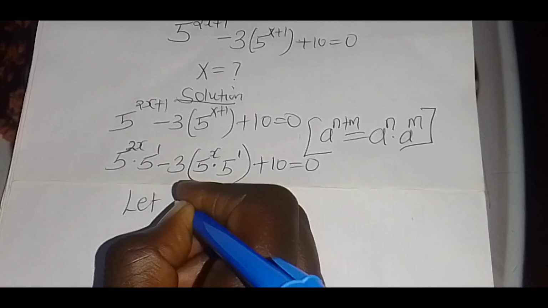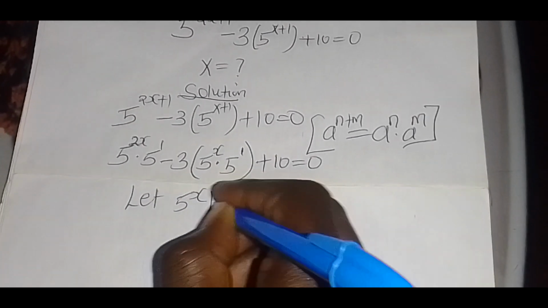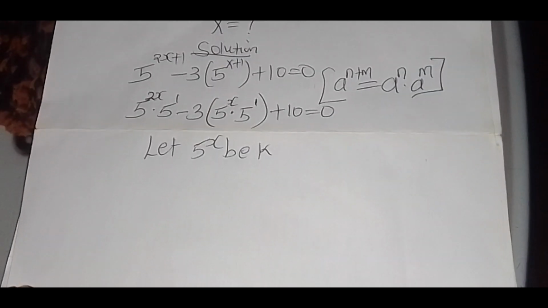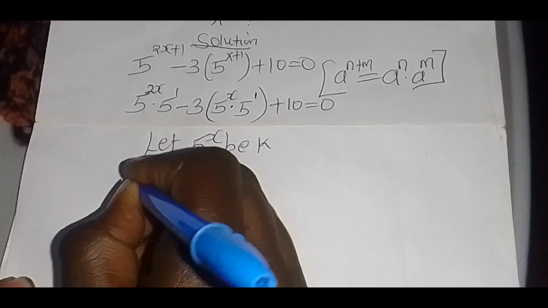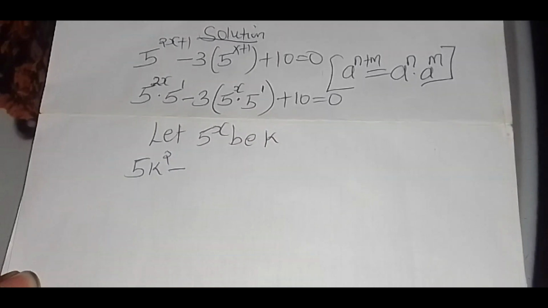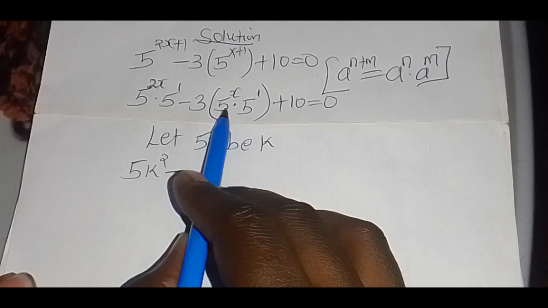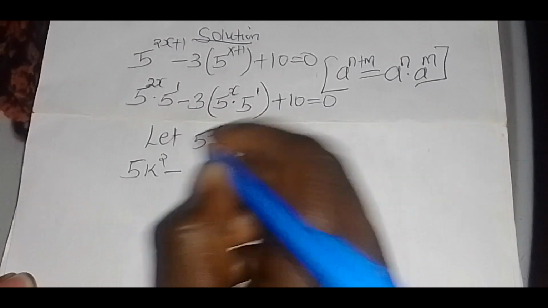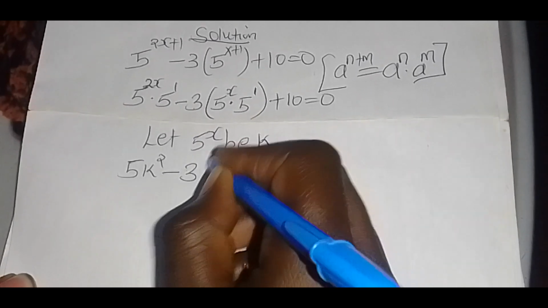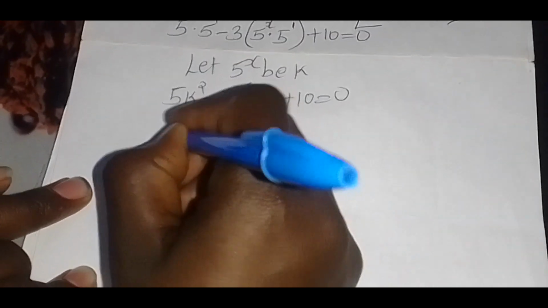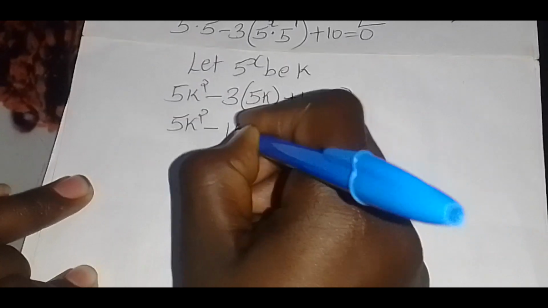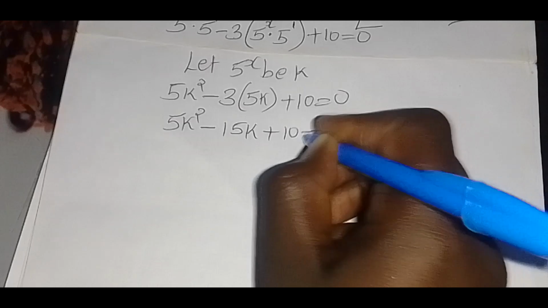Okay, and then we proceed and say let 5 raised to the power x be k. We substitute the 5 raised to the power x with k. We're going now to have 5k squared minus 5 times k times 3, so we'll have 3 multiplied by 5k plus 10, this is equal to 0. So that we'll have 5k squared minus 15k plus 10, this is equal to 0.